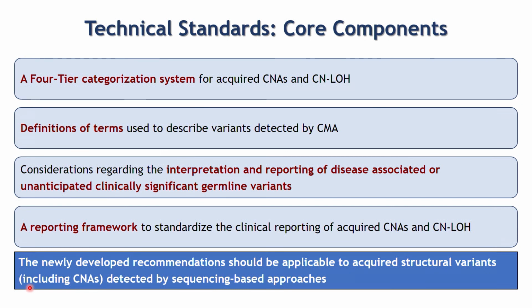What is also important to stress is that these recommendations are not limited just to copy number abnormalities that we are detecting using chromosomal microarrays, but can be used for copy number abnormalities detected by other methodologies in tumor samples. So if you are doing copy number detection through NGS, you can still apply the same standards and the same classification categories as you would if you were detecting these abnormalities by array.